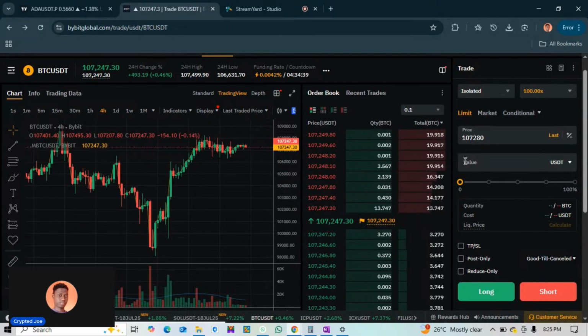Understand? So out of that 100, you're entering the trade with $10, but based on that leverage, it will look like you are entering with $100. Why? Because what they normally do is multiply your cost by the leverage you are using.